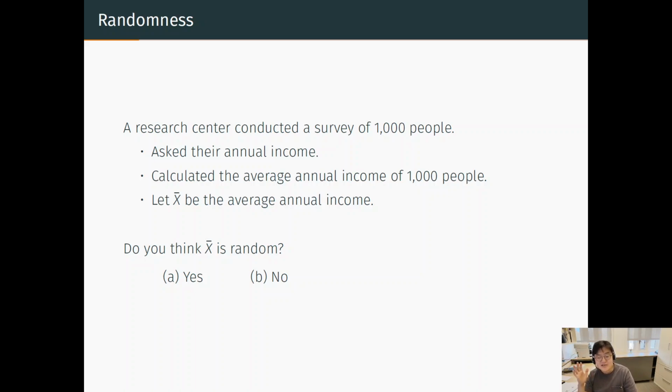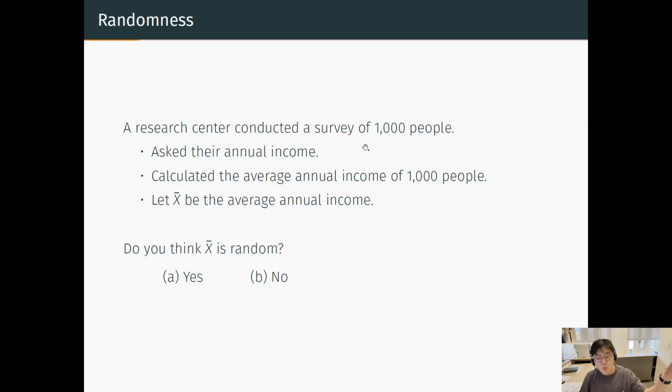There is nothing complicated in this question. It's seemingly straightforward. The first thing I suggest is to think about what the underlying experiment is, and imagine what would happen if you repeat the experiment. If X bar stays the same, then it is not random. But if it can change, then it is random. And in this example, the experiment is the survey of 1,000 people.